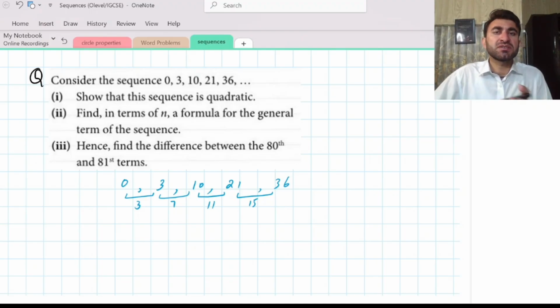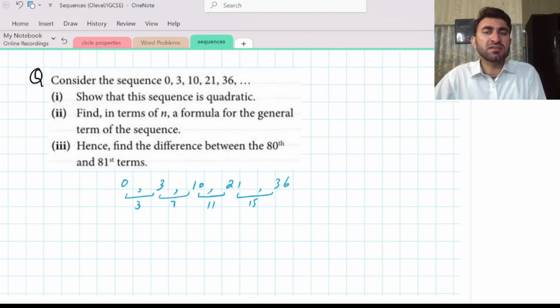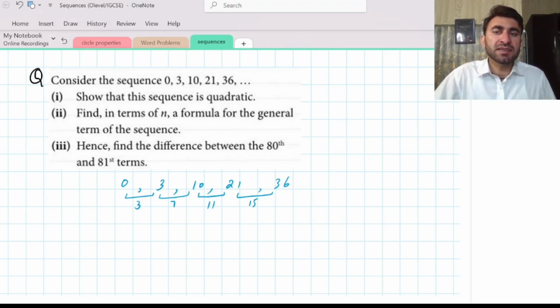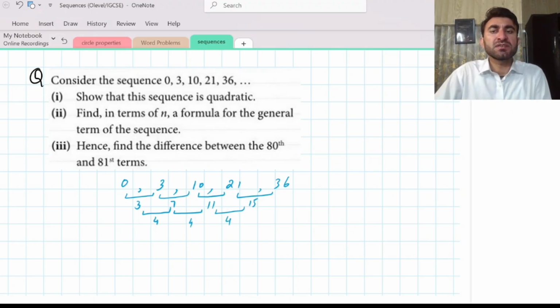As we see, the first difference sequence is not constant, so it is not a linear sequence. Now take the second difference. 7 minus 3 is 4. Then 11 minus 7 is 4, and 15 minus 11 is also 4. As we see, the second difference sequence is a constant sequence, so it is a quadratic sequence. So that was the first part, where we had to show the sequence is quadratic.